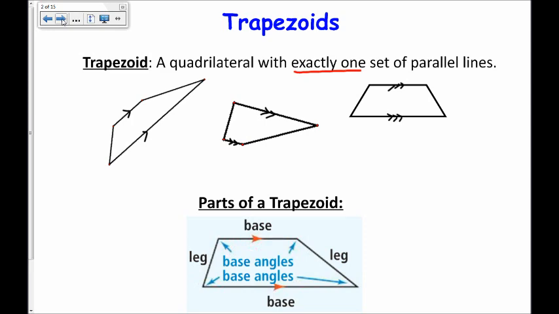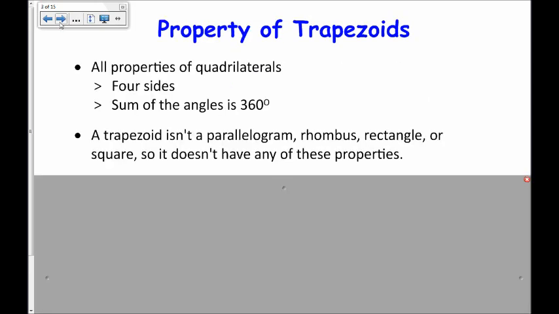Down here at the bottom we have the parts of trapezoids. So these are base angles, and these are base angles. We think of those separately as two pairs of base angles. The parallel sides are bases, and the other two sides are called legs. Now there are some properties of trapezoids that you need to know.